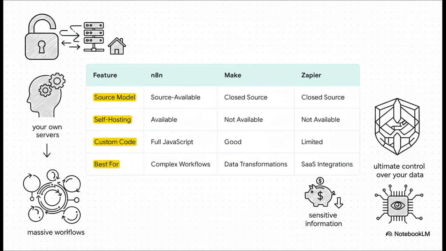When you look at the big players like Zapier and Make, you'll see n8n is playing a totally different game. The big deal is right here. It's source available and it offers self-hosting. That means you can run the entire platform on your own servers. This gives you just incredible control over your data, your privacy, and your costs. For technical teams, that's not just a feature, it's a massive strategic advantage.